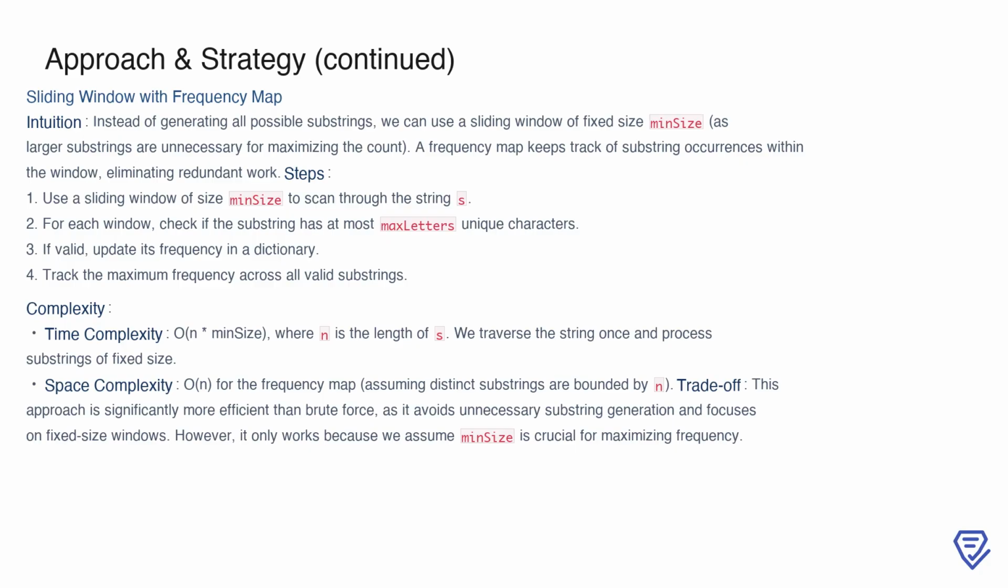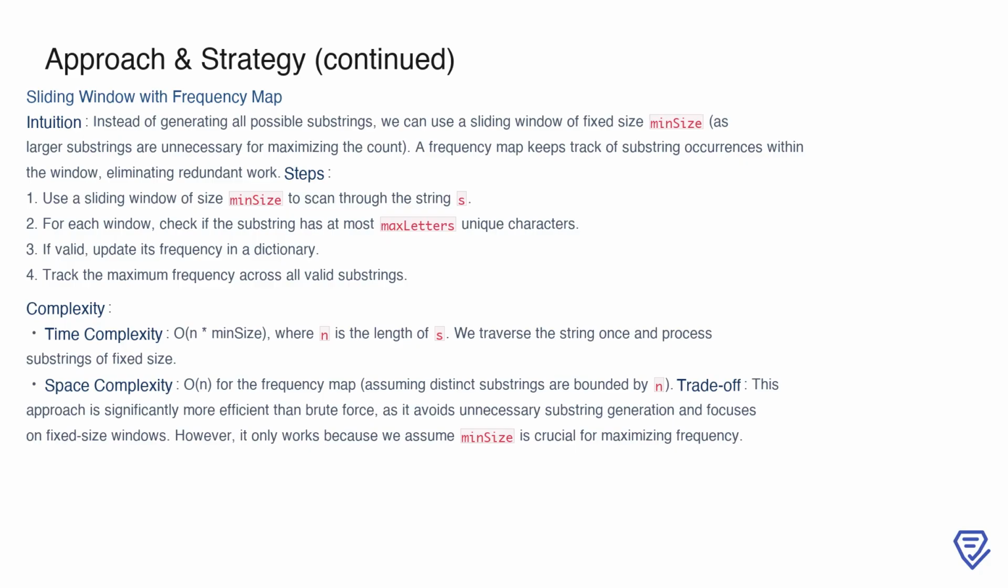Instead of generating all substrings, we use a sliding window of fixed size min size to traverse the string. For each position of the window, we extract the substring and check if it contains at most max letters unique characters. If the substring is valid, we update its frequency in a dictionary. This approach is much more efficient because it avoids generating overlapping substrings multiple times.